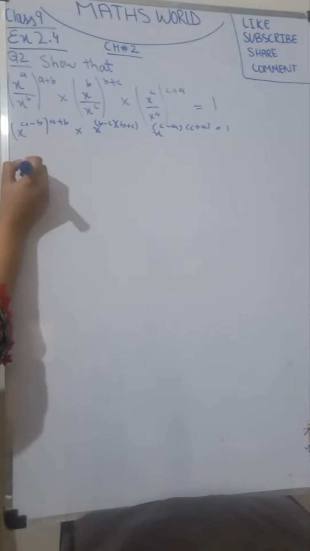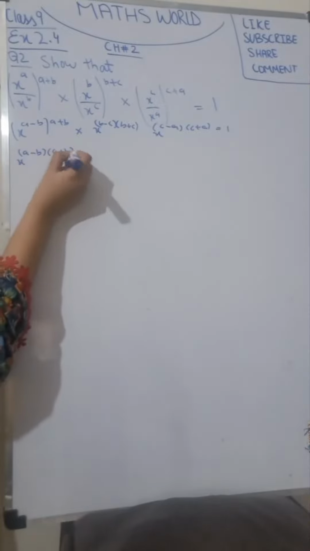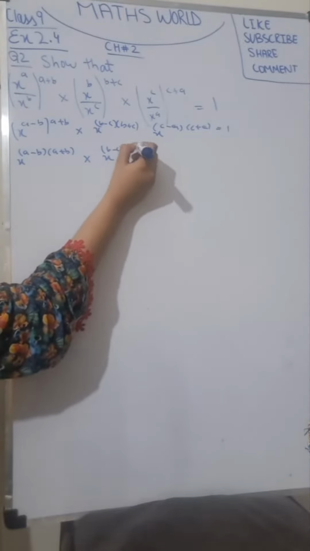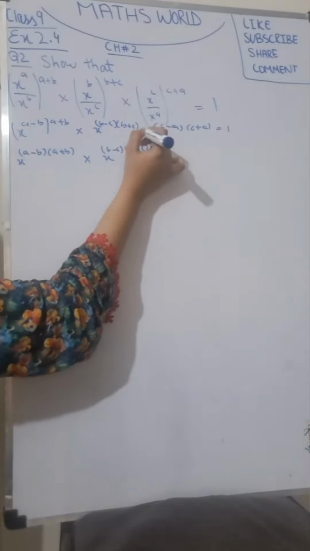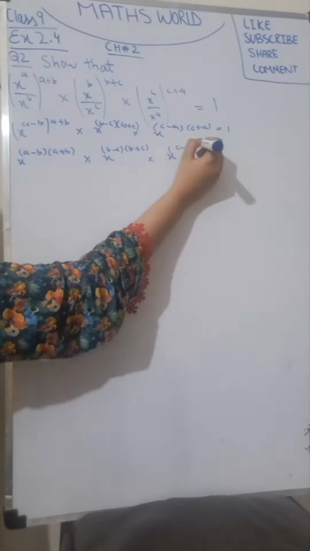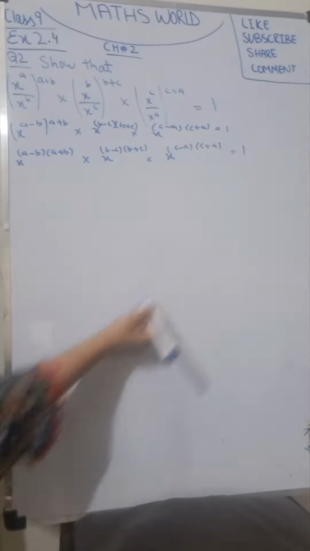Now what we will do? Write here x^(a-b)(a+b), then x^(b-c)(b+c), then you write here x^(c-a)(c+a) equals 1.